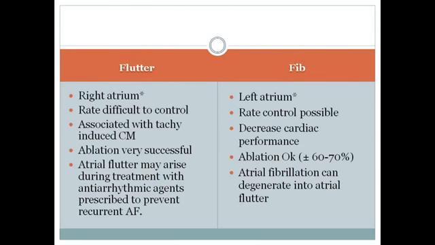Atrial flutter is associated with tachycardia-induced cardiomyopathy more often than atrial fibrillation. Atrial fibrillation symptoms are more due to decreased cardiac performance. Ablation in flutter is very successful. We think in cardiology that everybody with typical flutter should go for an ablation. That's not an option. You can fix it, and it's going to come back.